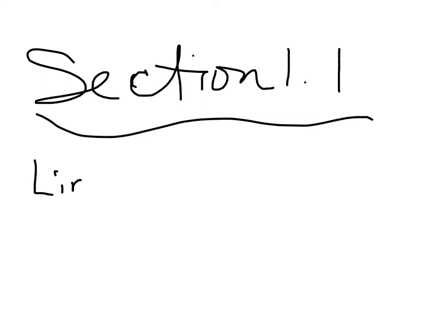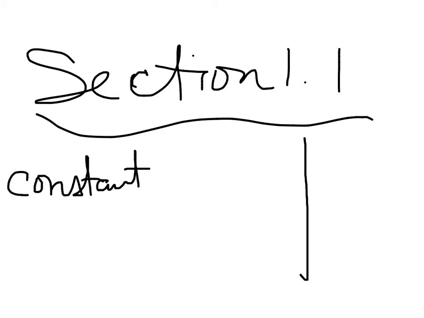The first parent that we have in that family is a linear. Or no, sorry, forgot one. Constant. A constant parent, and by the way, this is my graph. Nice straight axes for you.